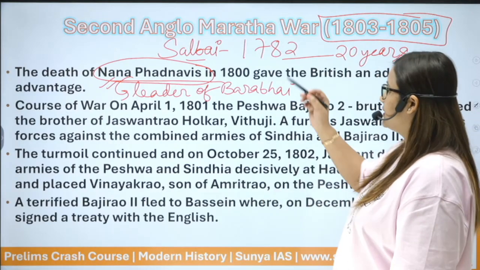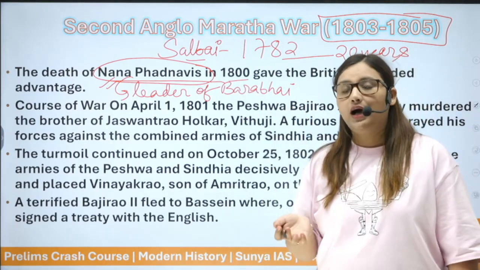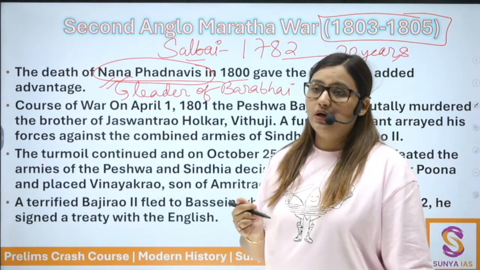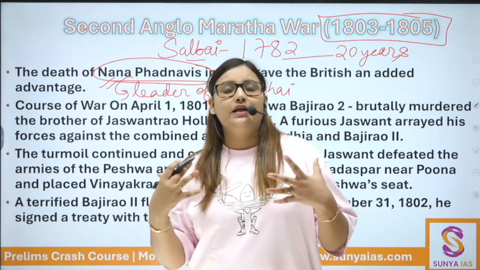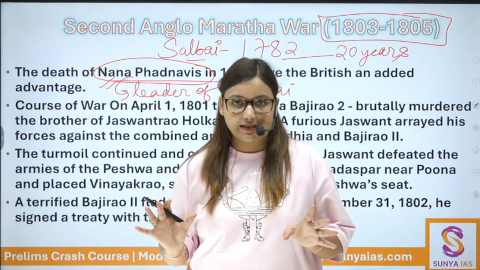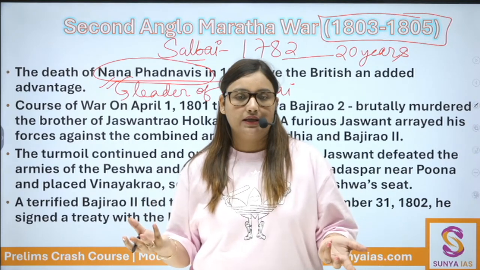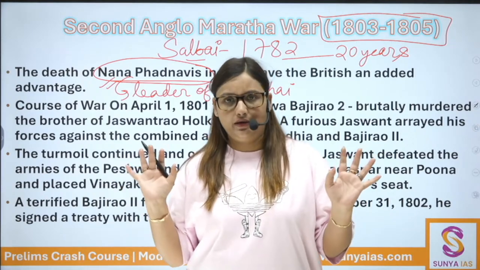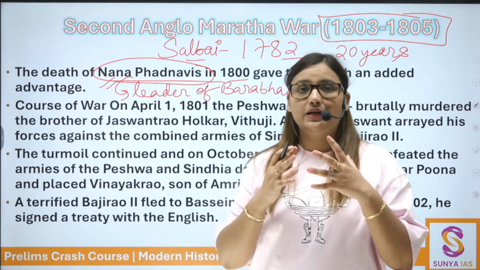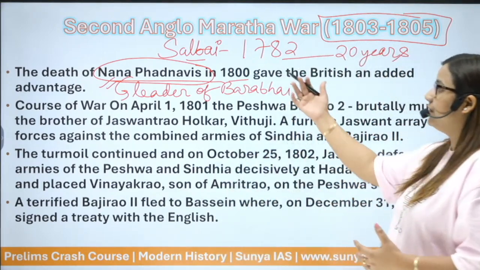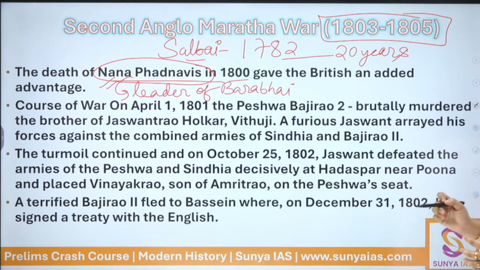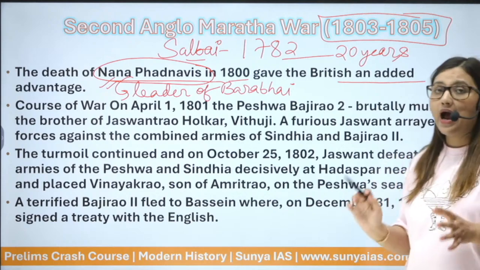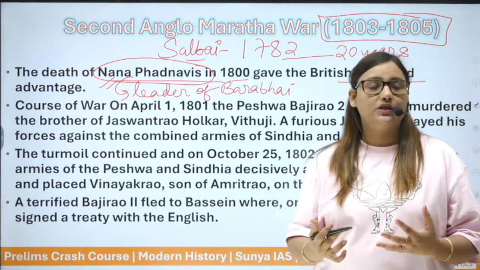So Nana Fadnavis died in 1800. What will happen after his death? After his death, the son of Raghunath Rao, Baji Rao II, who was the Peshwa, became very irresponsible and ruthless. He started fighting against his cousins. He started killing everyone. He started having wars and battles whenever he liked. That's why it created a huge problem and destruction after the death of Nana Fadnavis, because the death of Nana Fadnavis gave the British an added advantage, ek extra advantage mil gaya Britishers ko.